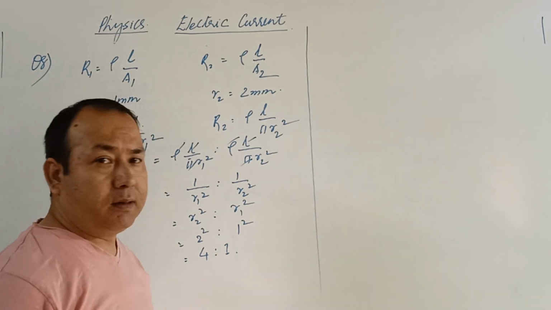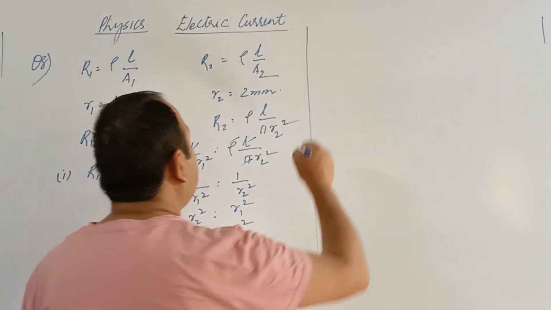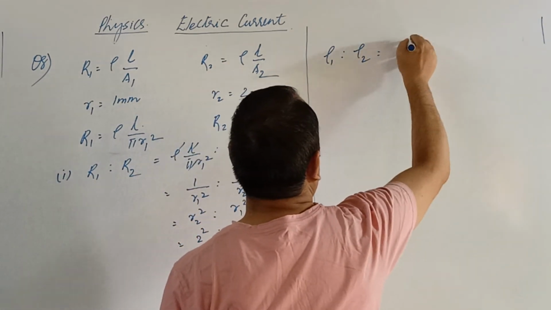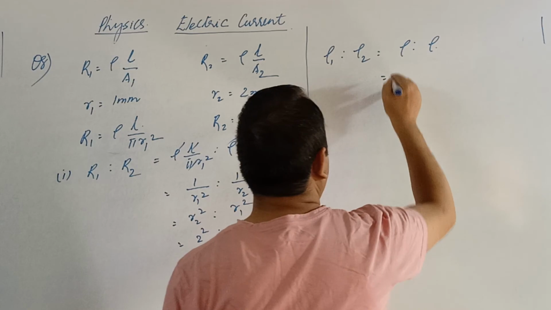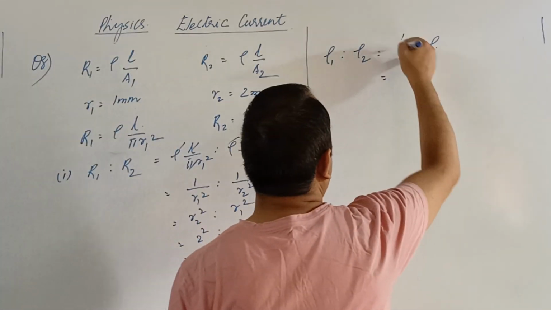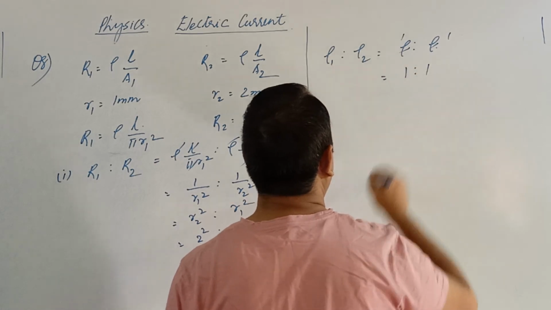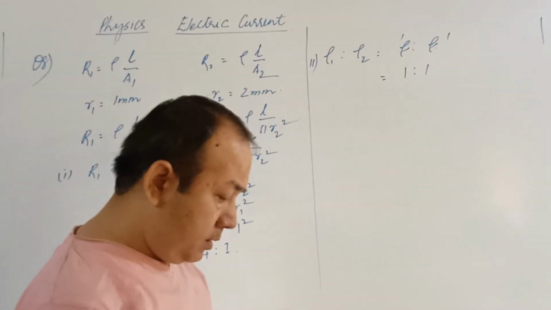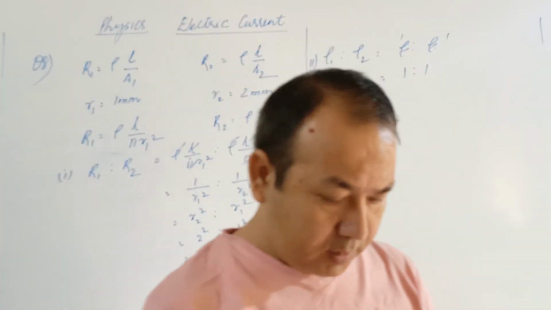As we know that they are made up of the same material, so rho 1 is to rho 2 will be equal to rho is to rho, because both of them are made by the same material. Rho and rho cancel. So it's coming equal to 1 is to 1. So this is number 2. Number 2 done. Now after that comes next.